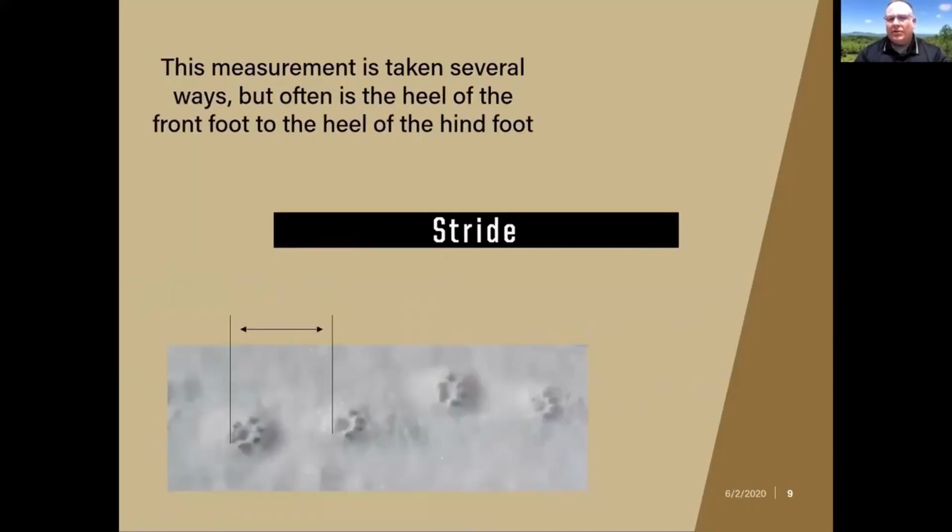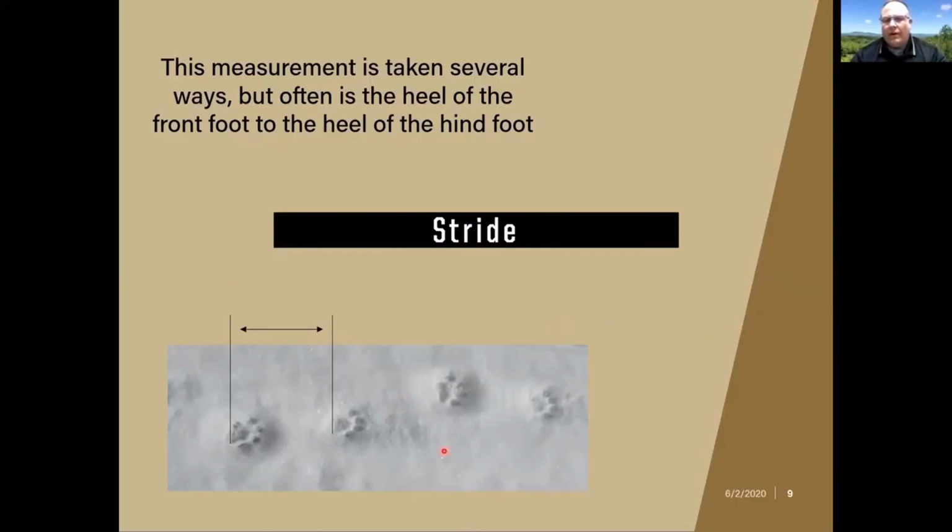Next, we'll look at stride, and stride is taken several different ways depending on your resource, but it's often the heel of the left foot to the heel of the right foot. Or depending on your reference, that's also the heel of this foot to the third foot. So it's the same foot. So that, depending on your reference, is stride.